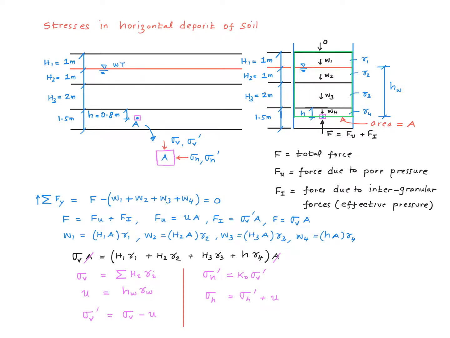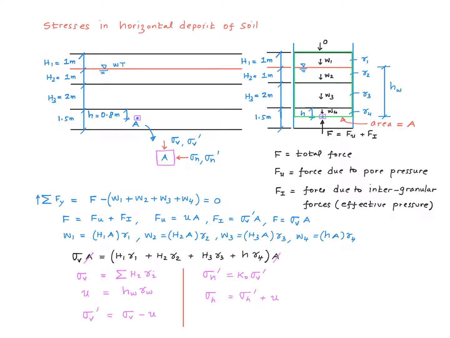Here's the derivation of the equations for calculating these stresses. Referring to this free body diagram, I've summed up the forces in the vertical direction and set it to 0. And we note that F is Fu plus Fi, Fu is u times A, Fi is sigma V prime times A, and F is sigma V multiplied by A, where A is the cross-sectional area of this plane.